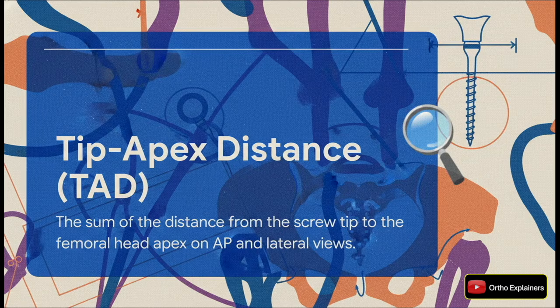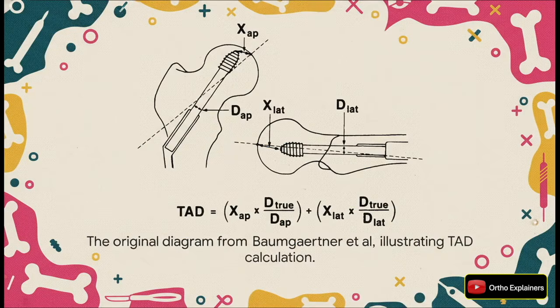So how do we know if our fixation is actually any good? We need a number, right? We need to measure it. And that's where the tip apex distance, or TAD, comes in. It is truly a cornerstone of modern hip fracture surgery. And here it is, visualized perfectly in the diagram from Baumgartner's original paper back in '95. It's just the sum of the distance from your screw tip to the apex of the femoral head, measured on true AP and lateral views.